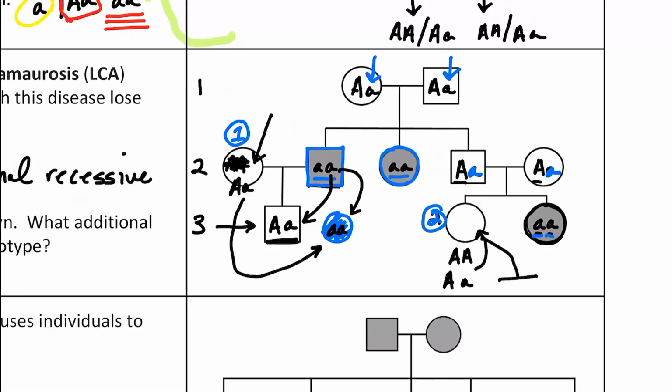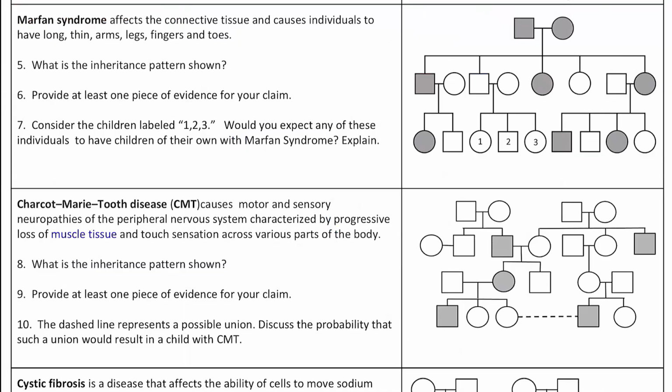On to the third pedigree. Looking at this third pedigree, the one thing that jumps out to me is that there are individuals with the disease or disorder in every generation. So this could be non-autosomal recessive. Okay, so let's talk about this.